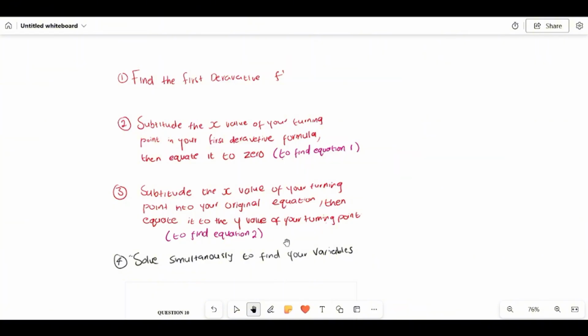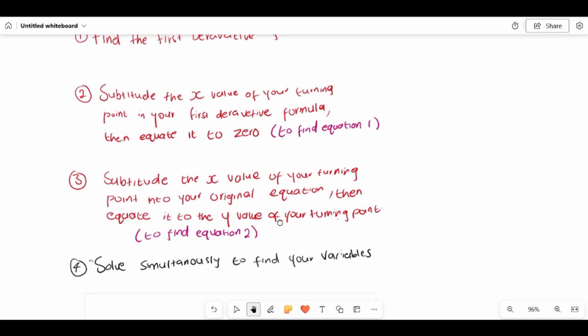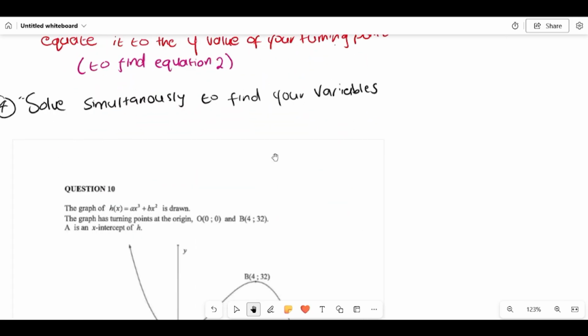Now, let's see how we would apply that in a given question, right? Normally in your cubic function, you would have more than 2 variables that you need to solve for. In this instance, you have your a as well as your b, right? Hence, we're going to solve simultaneously, because remember, you're only going to solve simultaneously whenever you're trying to solve for 2 variables at the same time, right? So let us apply these steps, which we have discussed above, to this question.